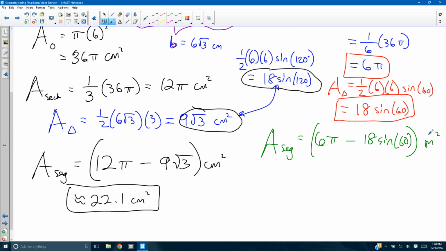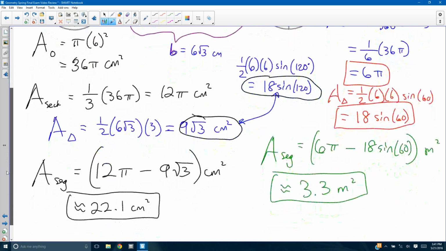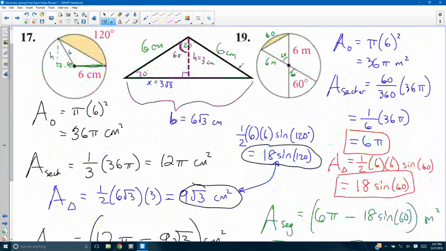6 pi minus 18 times the sine of 60. Be hilarious if I wasn't actually in degrees this whole time. And it's not much larger, apparently. It's going to be approximately 3.3 square meters. Okay. But remember, that's that small segment right there. That's it. And that makes sense that it's really that small, too.